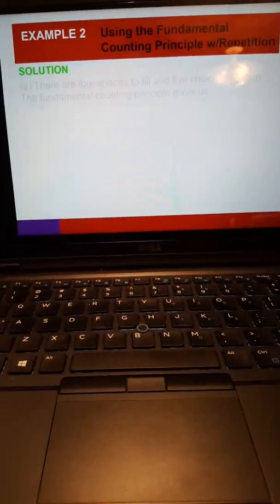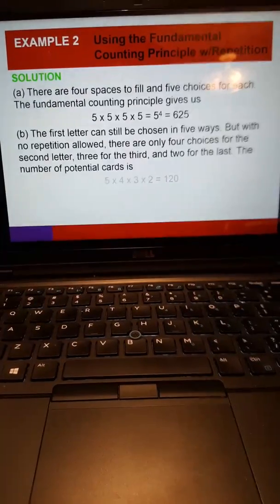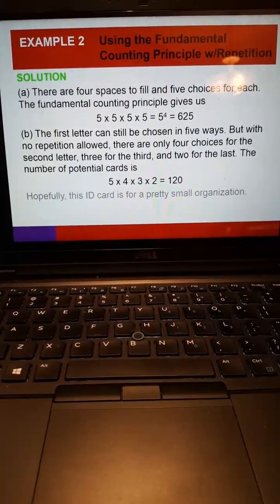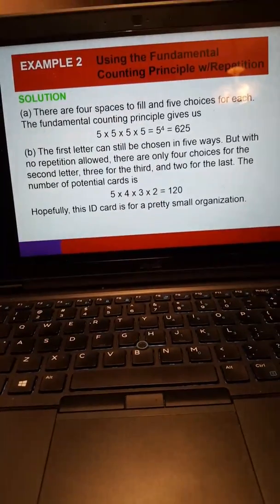Let's see if we were right. It looks similar to me.